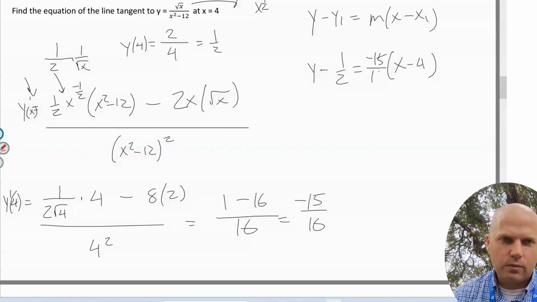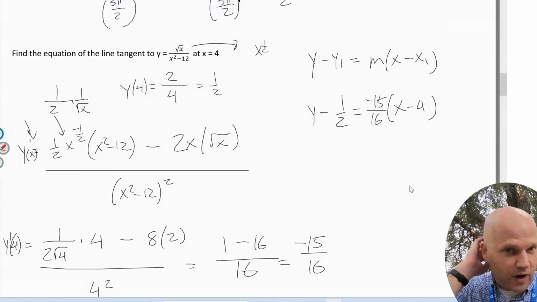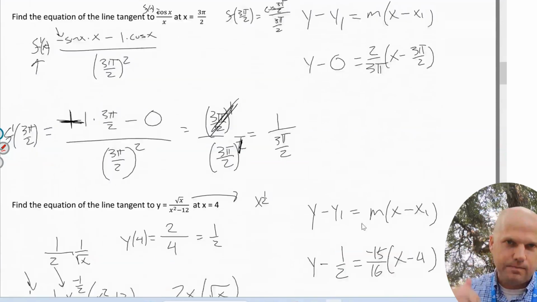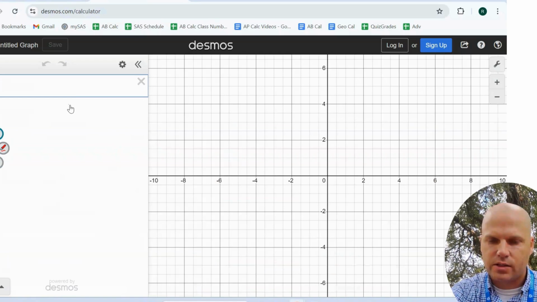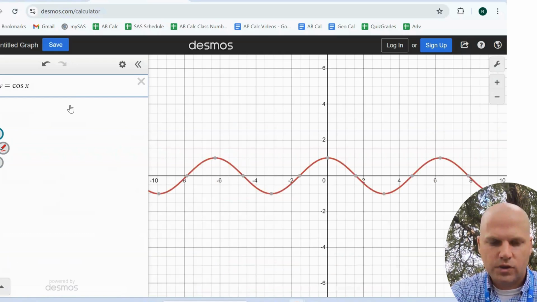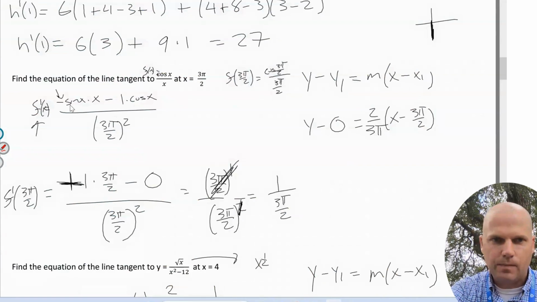And you know what? What am I doing here, guys? When we have equations of lines that we find, it's great to see. So let's go back and let's graph cos x over x. See what that looks like. Oh, fun. It's like a wavy rational function there.